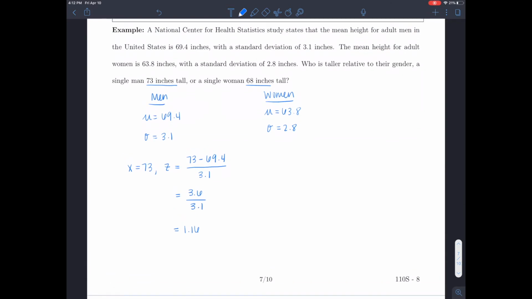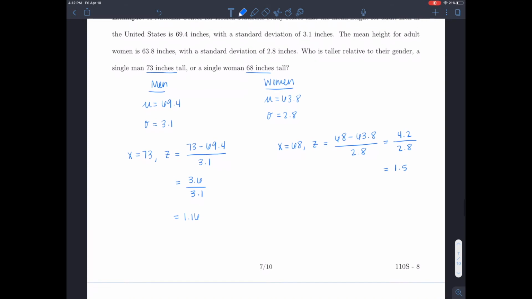The next data value of x equaling 68, to find its z-score, we're no longer going to use the mean and standard deviation for men, since we're now looking at the height of a woman. We're going to use the mean and standard deviation for women. And so here, its z-score is going to be 68 minus 63.8 over 2.8, which results in 4.2 divided by 2.8, which gives a z-score of 1.5.